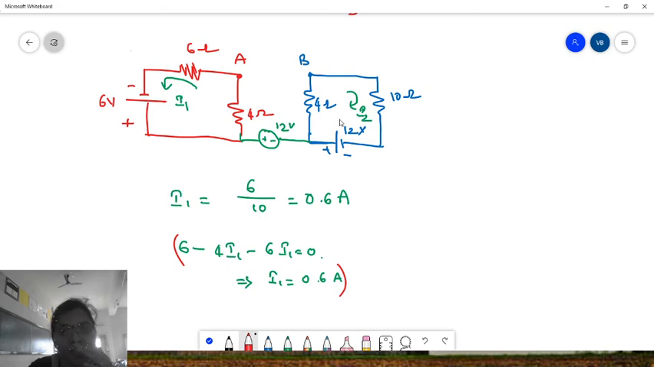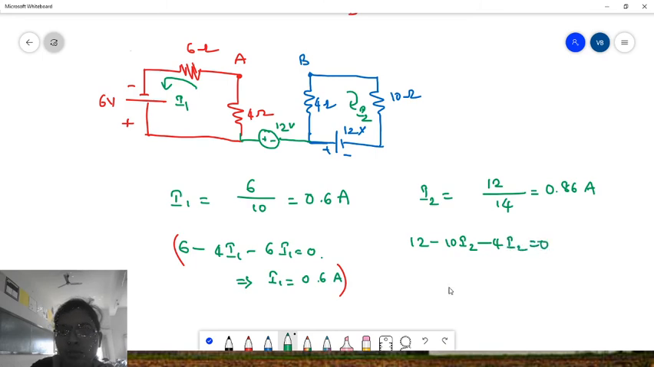Next, just calculate I2 also here. So I2 also is a very simple network, in which two resistors are connected in series here with a voltage source, that you can write as I2 is equal to 12 volts, 12 by 4 plus 10, that is 14. So 12 by 14 you are going to get 0.86 amperes, or you can solve like this also, that is 12 minus 10 I2 minus 4 I2 equals 0. Then I2 you are going to get, that is 0.86.